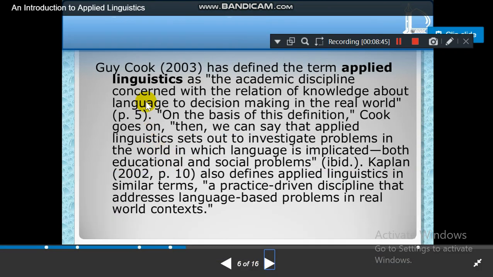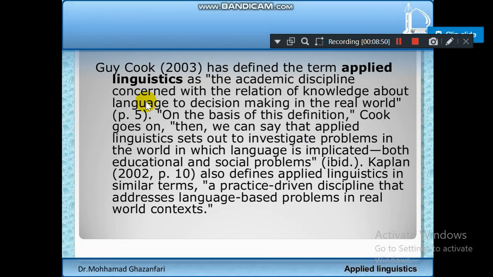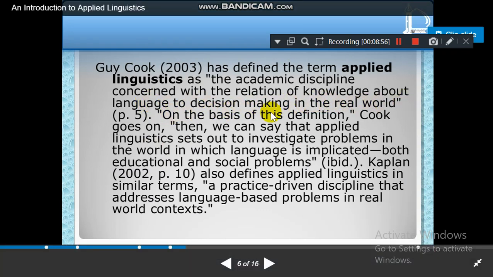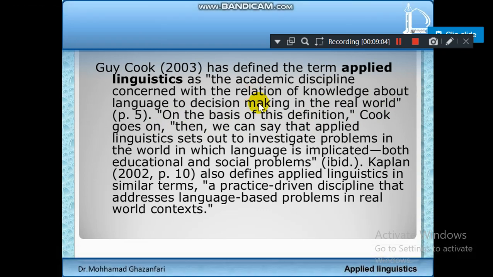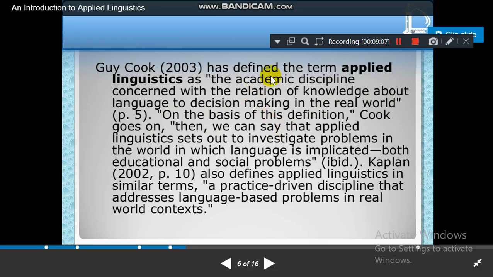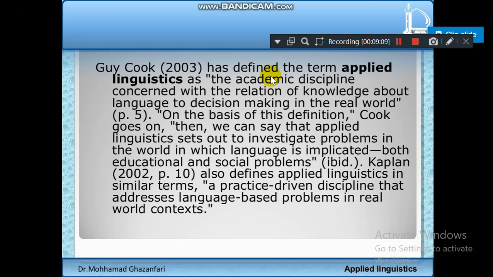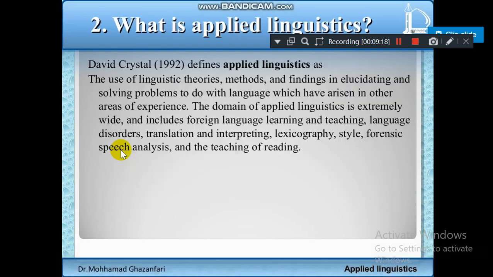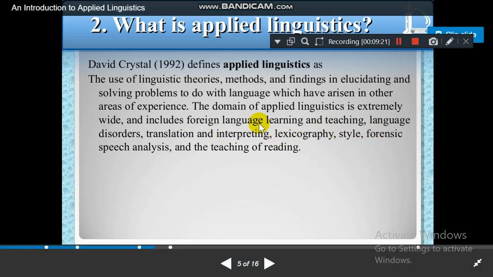We move to the next slide, and we have here Guy Cook has defined the term applied linguistics as the academic discipline concerned with the relation of knowledge about language to decision-making in the real world. On the basis of this definition, Cook goes on, then we can say that applied linguistics sets out to investigate problems in the real world in which language is implicated, as we saw, both educational and social problems. Social problems like crimes, as we saw, forensic speech analysis, the one before last. Education has to do with the teaching of reading and foreign language learning and teaching.